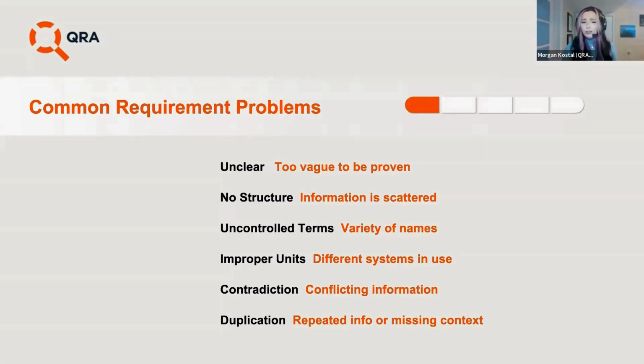Ron's team faces challenges that many of us here know way too well. Requirements can be vague or unclear. The same concept might be described in different terms throughout a document. Different systems of units might be in use, which can be very confusing. And information might be conflicting, repeated, or missing.